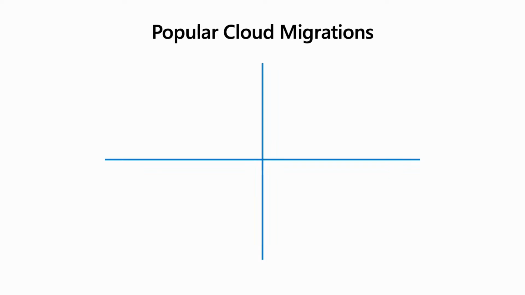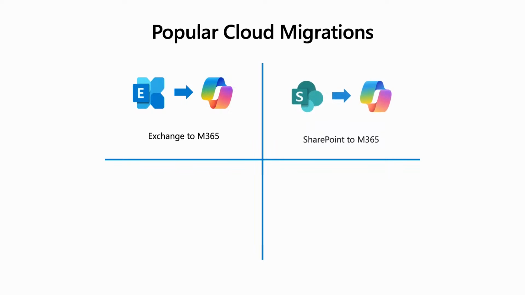Now, another cloud way to migrate workloads is to actually go Azure cloud native. And I don't mean lift and shift per se, okay? Because there's a lot of different ways you can go cloud native, whether it's PaaS, SaaS, or IaaS. And here are some popular cloud migrations. For example, Exchange to M365, SharePoint to M365.